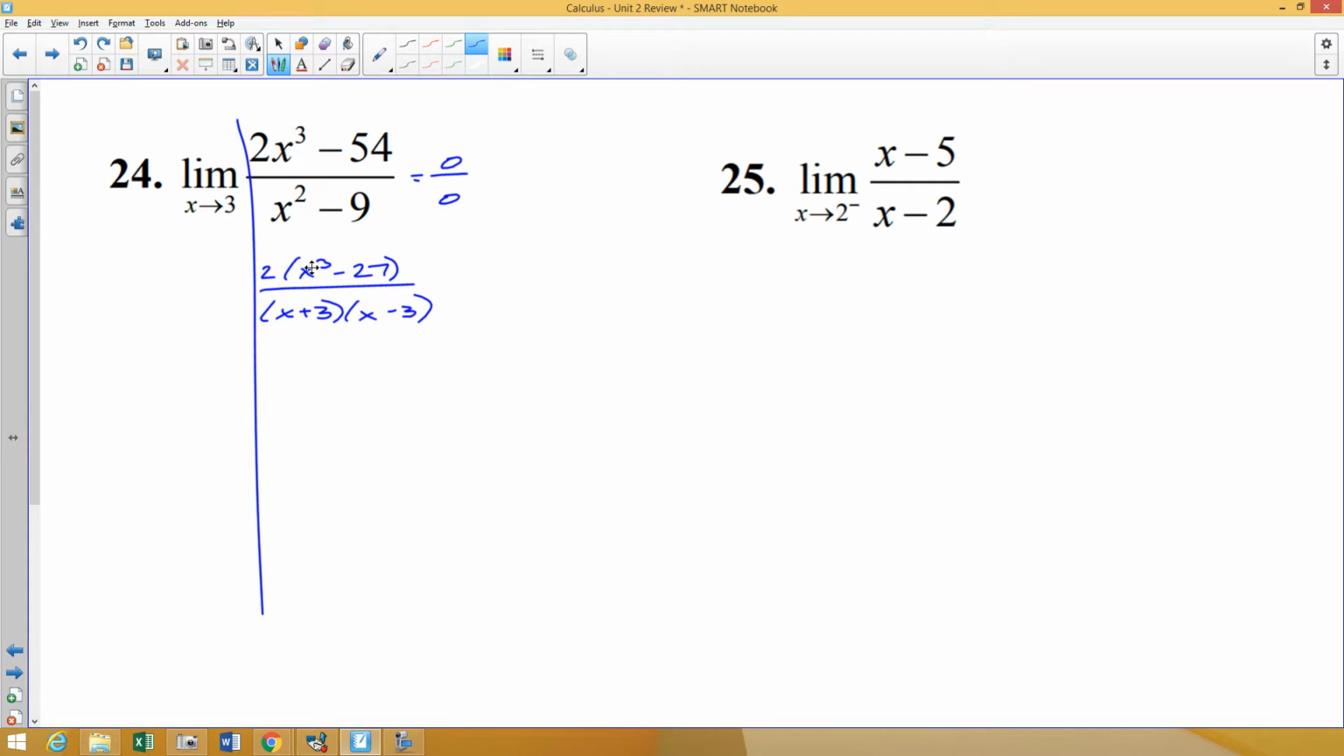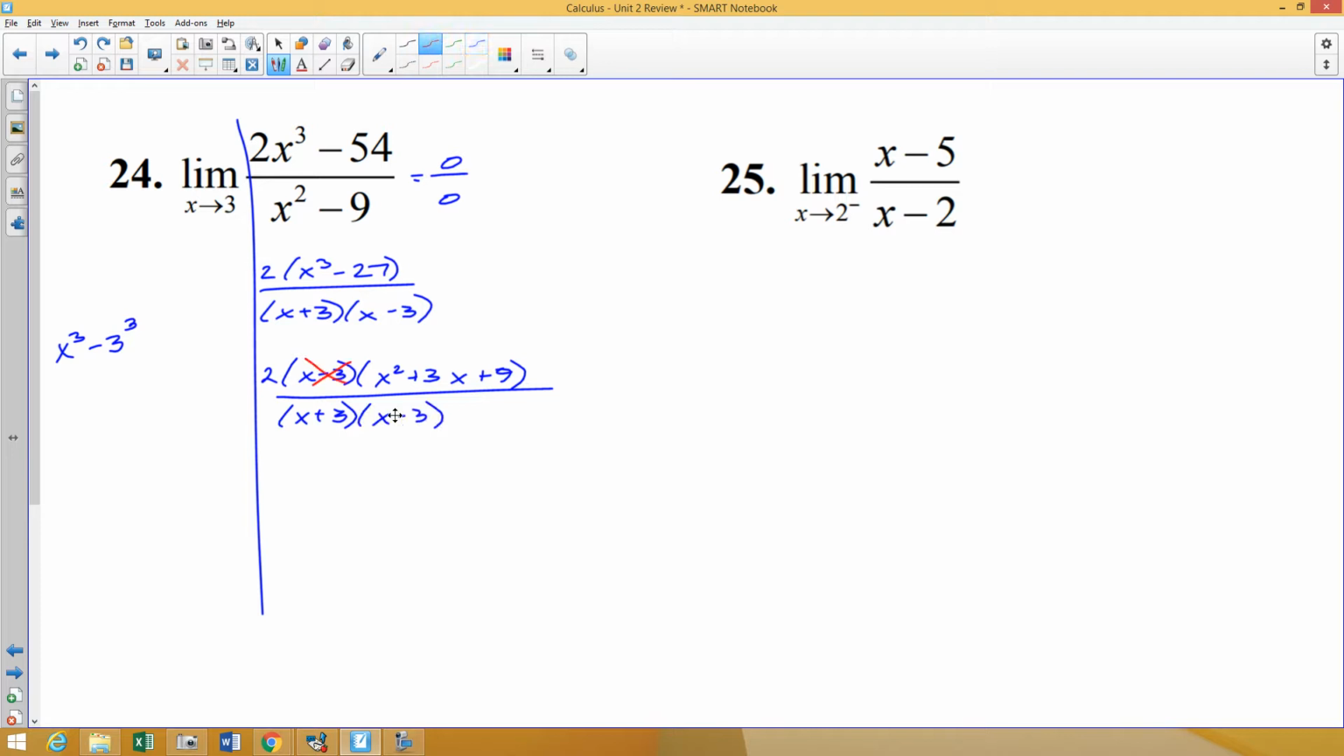And then x cubed minus 27 is a difference of cubes, because 27 is 3 cubed, so that's going to factor as x minus 3, x squared plus 3x plus 9. We've talked quite a bit about factoring a sum and difference of cubes, so you should be able to find more details on that in your notes if you are having questions about factoring cubes.